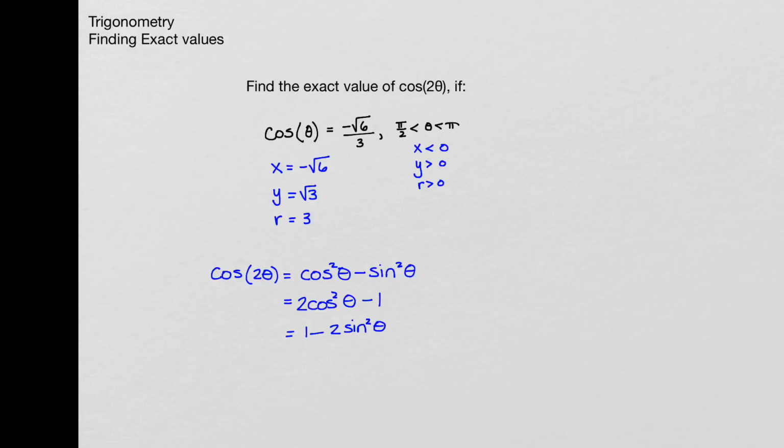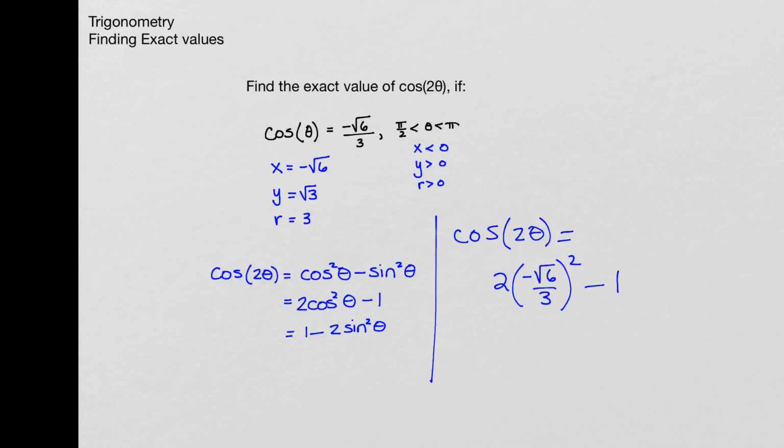Personally, I like to do this the easiest way possible, and so I didn't even need to do all this work if I use the second one, because they told us the cosine of theta. So if I use 2 cosine squared theta minus 1, I don't even need to know about the sine of theta. So I'm going to go ahead and use that one. So cosine of 2 theta equals, and I'm going to take 2 times the cosine of theta, which is negative square root of 6 over 3, and we square that and subtract 1. Okay.